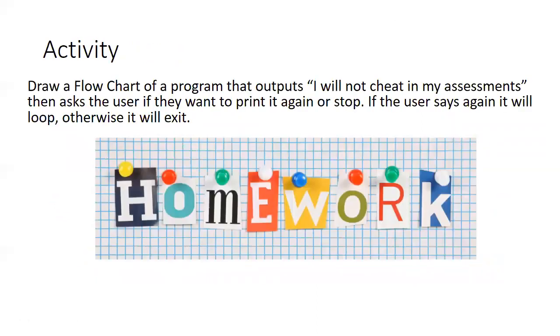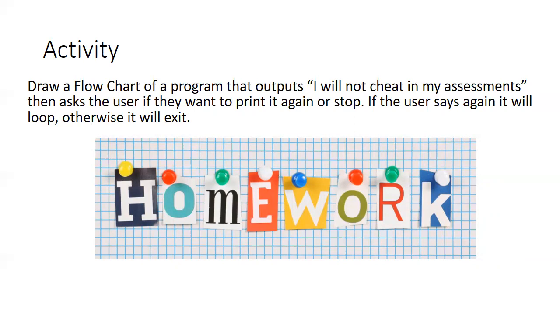All right, let's do another one here. I will not cheat on my assignments, and the user gets to say when they will stop. So I'm going to put that one up here. The user gets to say when they will stop. So we could start. We can do an output, which would be a print: I will not cheat. So we're going to do it once. And then we're going to ask the user if they want to keep going, right? So we're going to get a user input.